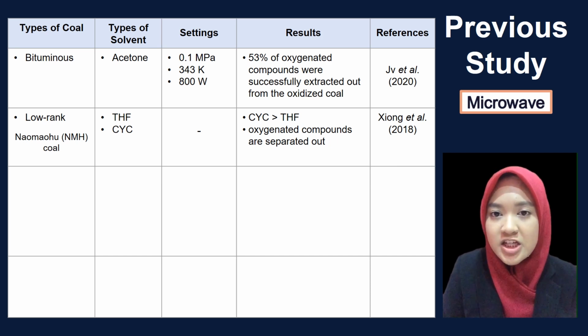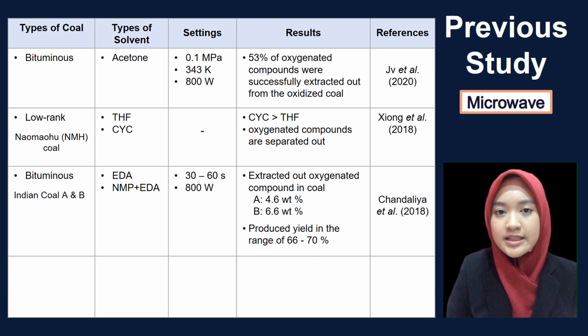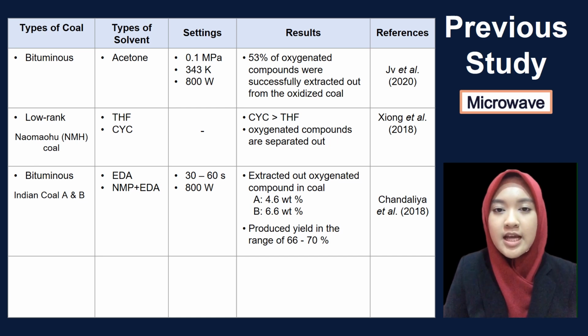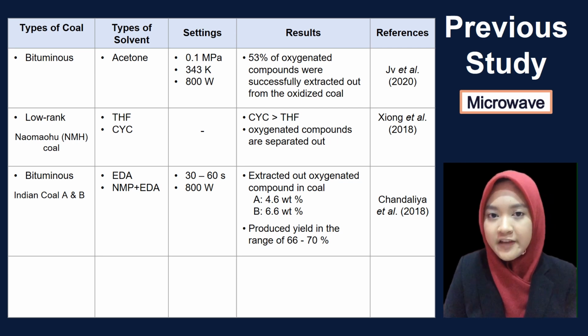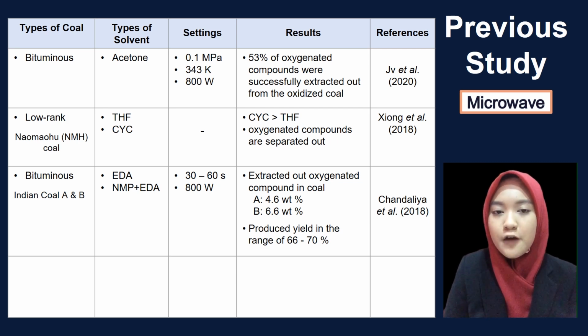Chanela et al. 2018 investigated the microwave method by using Indian bituminous coals and the solvent ethylene diamine or a mixture of N-methylpyrrolidone and ethylene diamine. As a result, oxygenated compounds in coals were extracted and produced a high percent of yield.